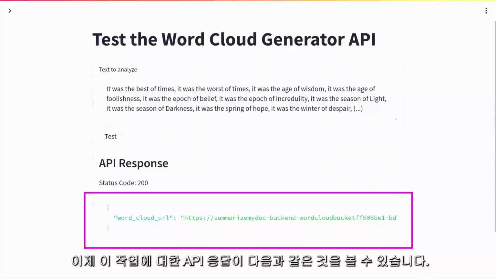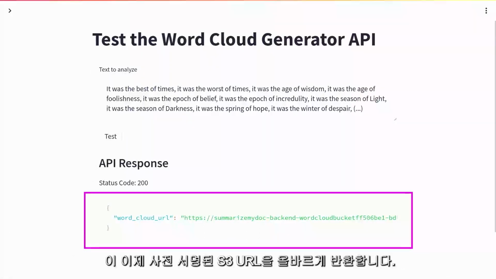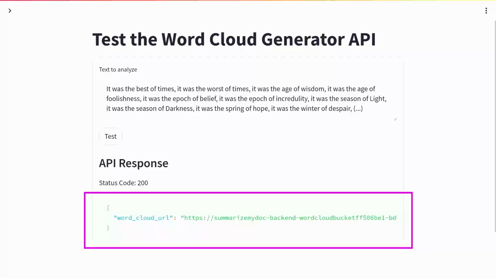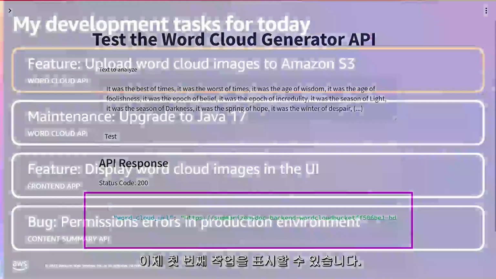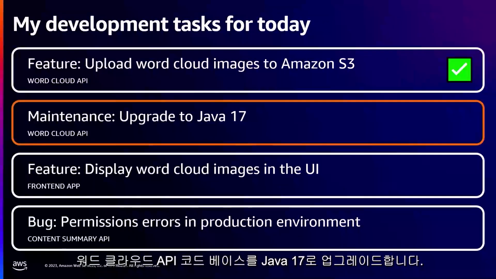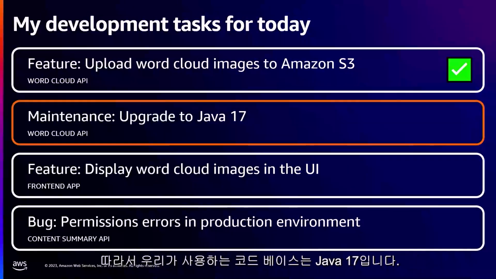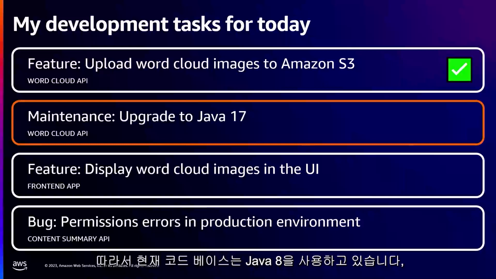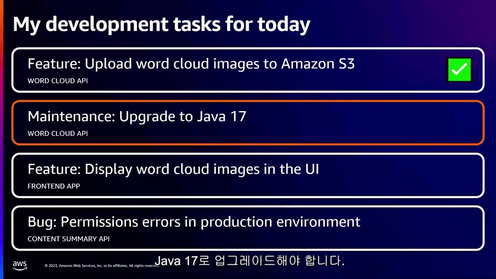So now that I've used Q to help me make the code changes for this task, we can now see that the API response is now correctly returning a pre-signed S3 URL for the word cloud image instead of the raw image data. So I can go ahead and mark my very first task on this team as complete, and we can move on to the next one, upgrading the word cloud API codebase to Java 17. So the codebase currently uses Java 8, and we need to upgrade it to Java 17 to keep up to date and keep it secure.